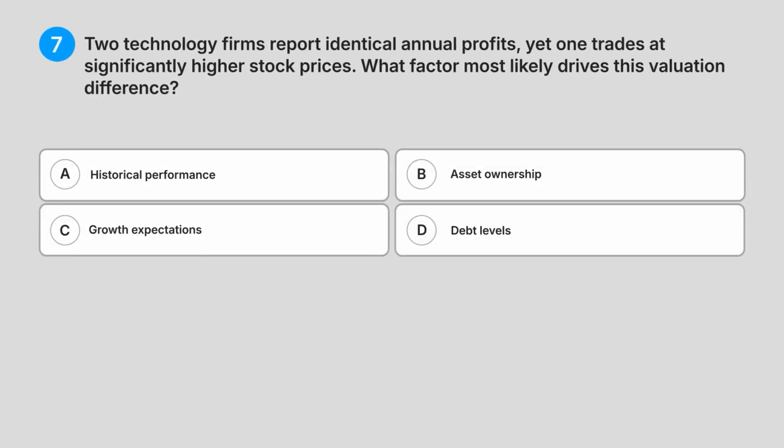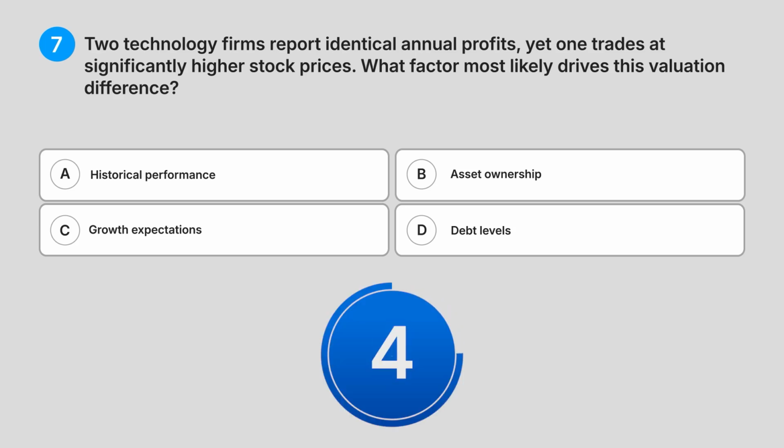7. Two technology firms report identical annual profits, yet one trades at significantly higher stock prices. What factor most likely drives this valuation difference? A. Historical performance. B. Asset ownership. C. Growth expectations. D. Debt levels. Can you guess the answer?